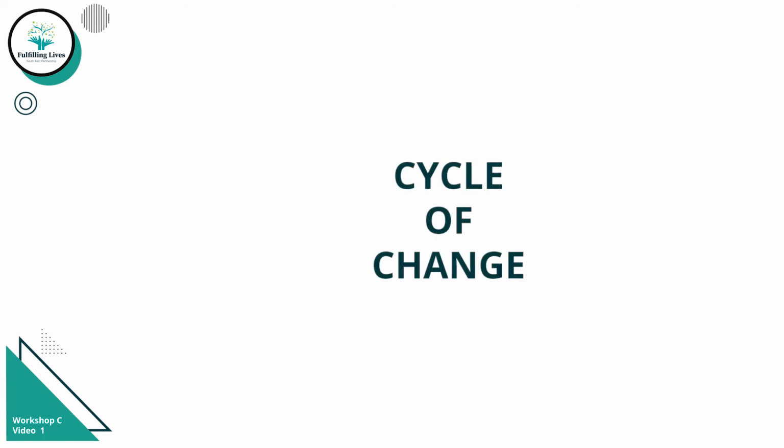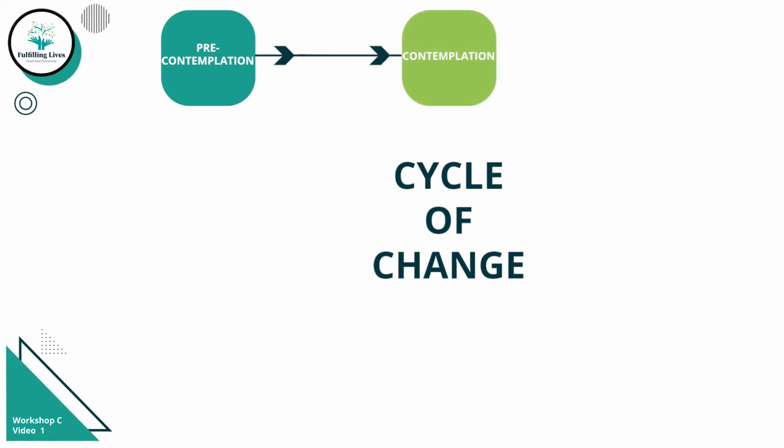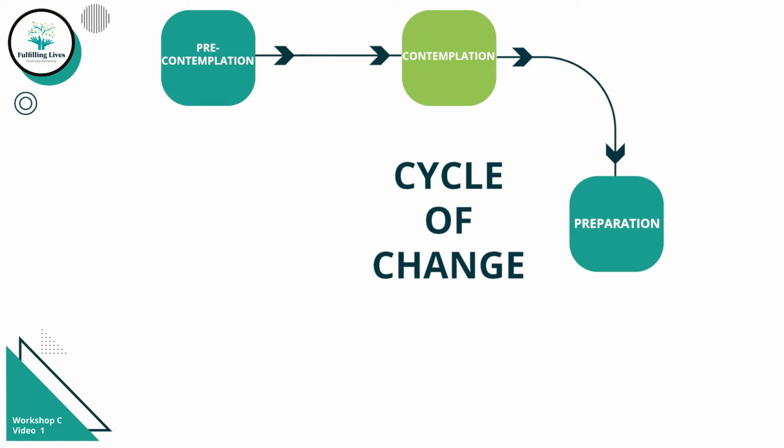Now, let's take some time to look at the cycle of change model in a little more detail and familiarise ourselves with the different stages. The change process is broken down into 5 parts as a progression from an initial pre-contemplative stage, where the individual is not considering change, to a contemplative stage, where the individual is actively ambivalent about change, to preparation, where the individual begins to plan and commit to change.